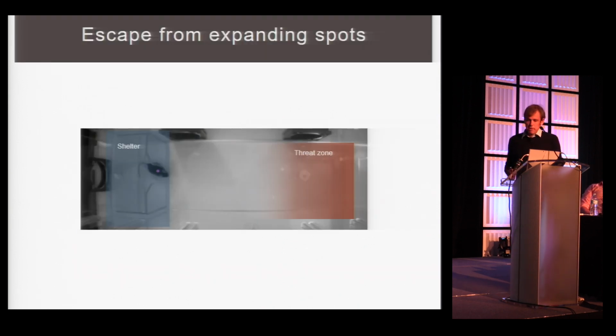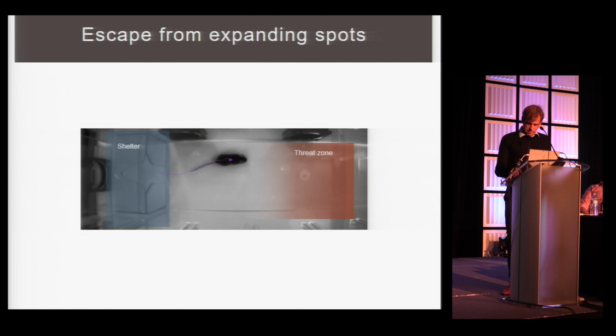And I'll show you what a typical experiment looks like. This is an arena that has a shelter at one end and a threat zone at the other. The mouse is put in this arena for the first time. It explores it freely. It finds the shelter voluntarily and adopts it as a home base, and then makes exploratory trips out. This is done in closed loop, so that when the animal enters the threat zone, with a certain probability, the sensory stimulus is presented. And this is what it looks like.